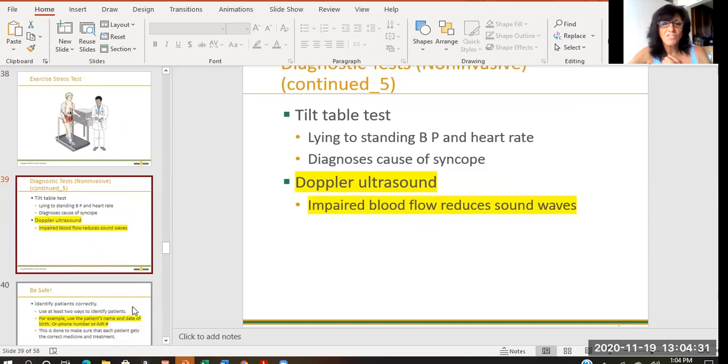Tilt table test, don't worry so much about that. A Doppler ultrasound, we use Dopplers to find peripheral pulses, and we'll talk more about that later.